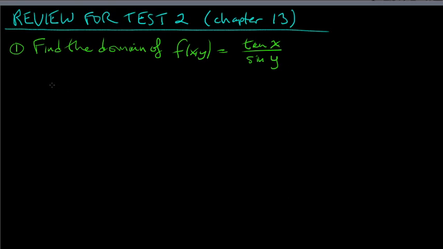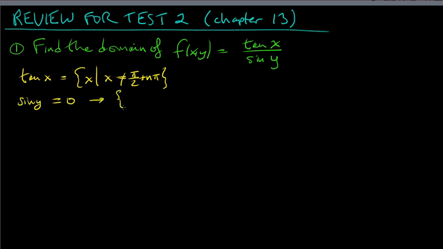So tangent of x naturally has a domain of set of all x such that x does not equal pi over 2 plus any multiple of pi, right? And notice that sine of y is in the denominator. So where's the sine of y equal to 0 for all y that are just multiples of pi, right?